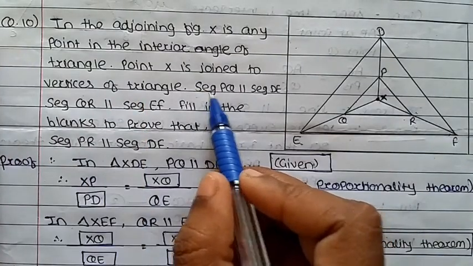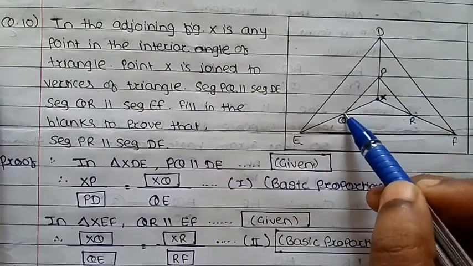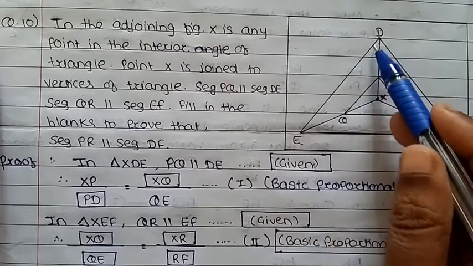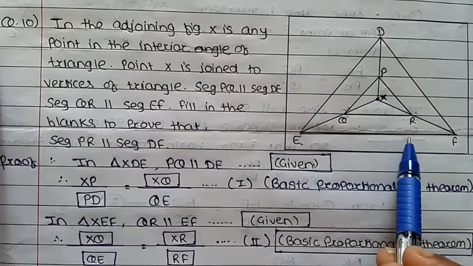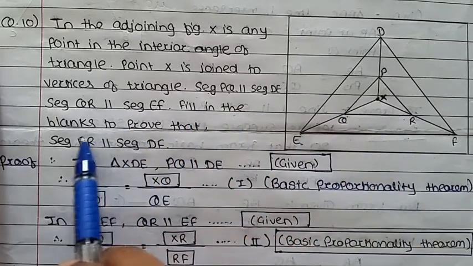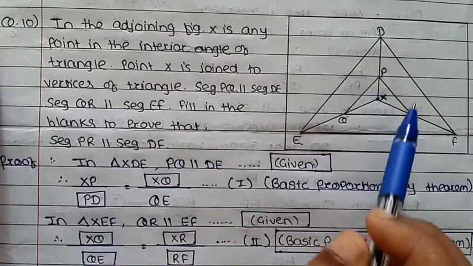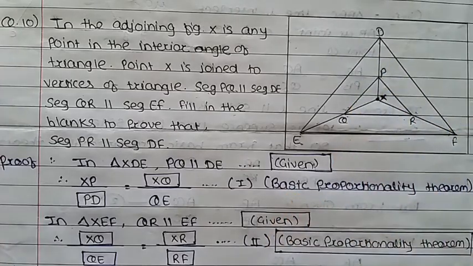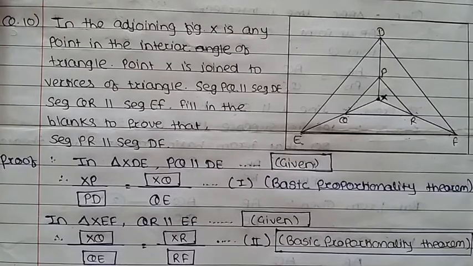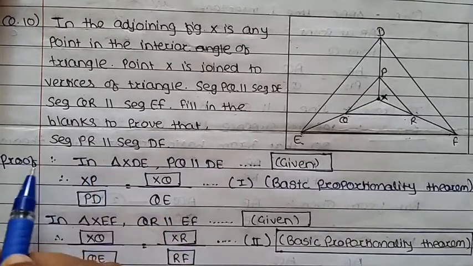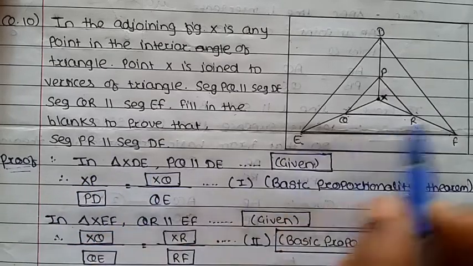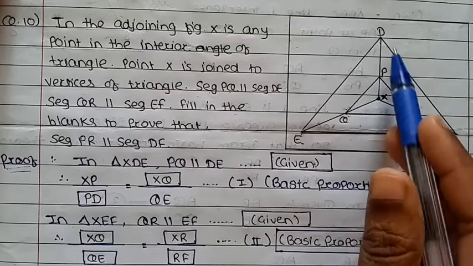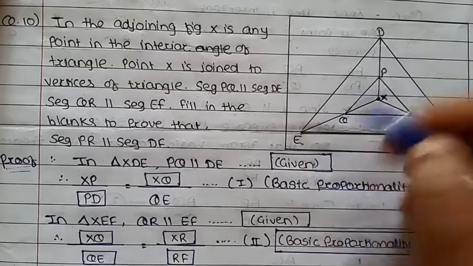Okay. Segment PQ is parallel to segment DE, and segment QR is parallel to EF. Okay. Fill in the blanks to prove that segment PR is parallel to DF. Okay. So we have to fill only the blank spaces here. Okay. So how to do this? Okay, that is the proof here. In triangle XDE, which one? XDE, this one, XDE. Clear?